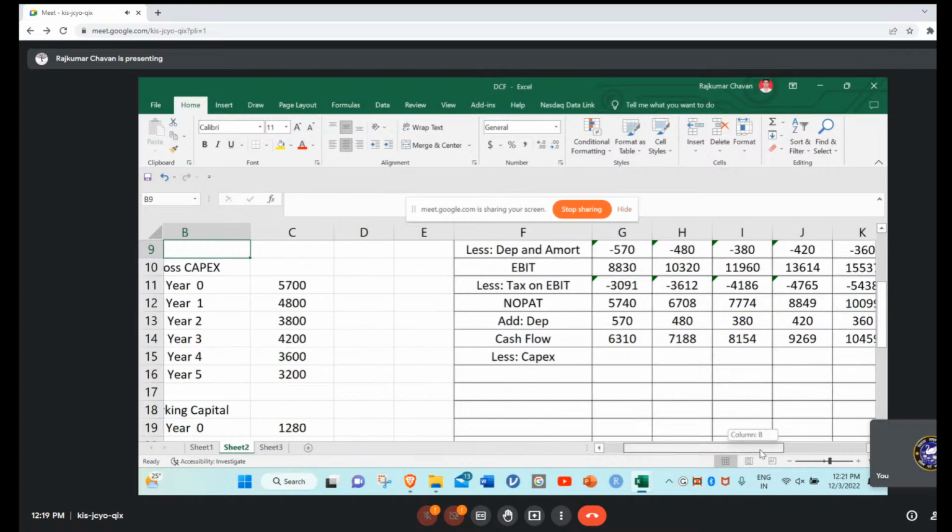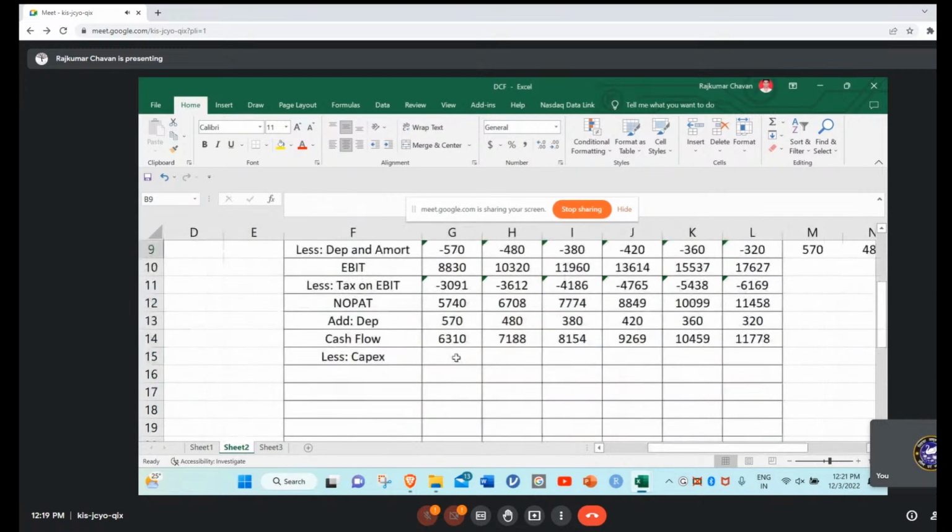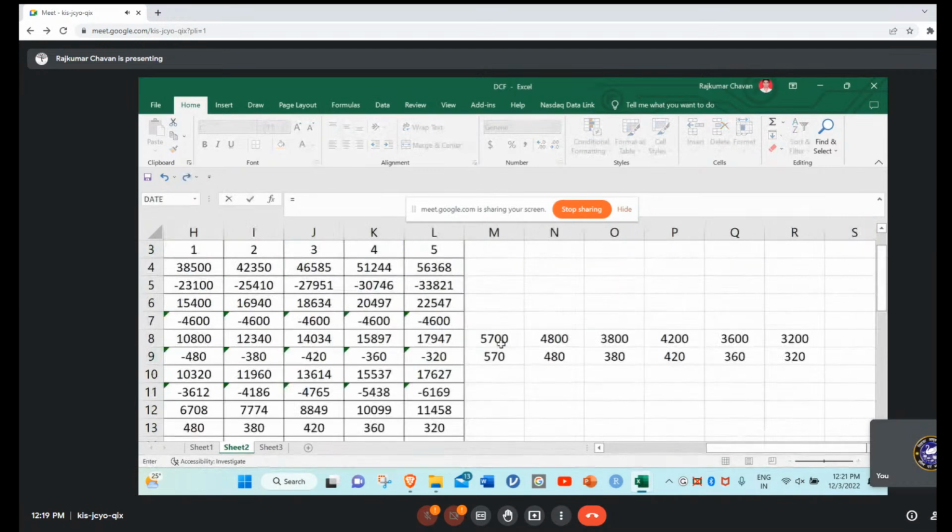Already I have copied here. Do you remember here? All the values I have copied here, right? So what should I do here? Just take it is equal to, press here, select this 5,700, and press enter.